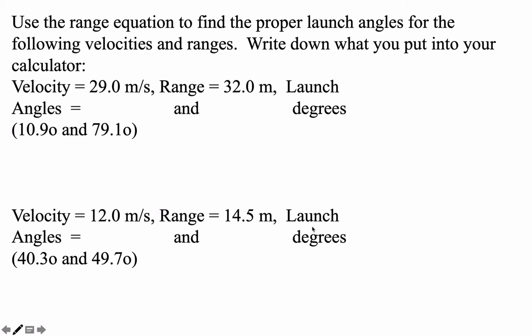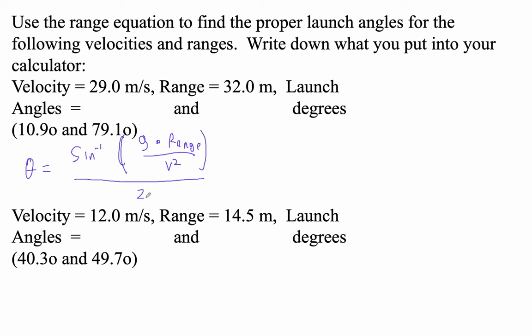These are a little bit more difficult, I feel like, because we've got to use the angle formula, right? The angle is inverse sine of g times the range. Remember, there's a range on top, right? And then that's divided by v squared, okay? And the whole thing is divided by 2, okay? Now, by the way, if you get a domain error, you either forgot to square the v or that velocity is not enough to hit that range, okay?